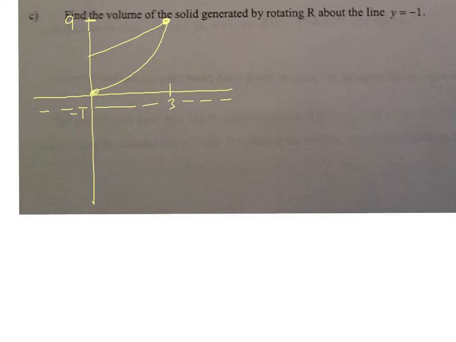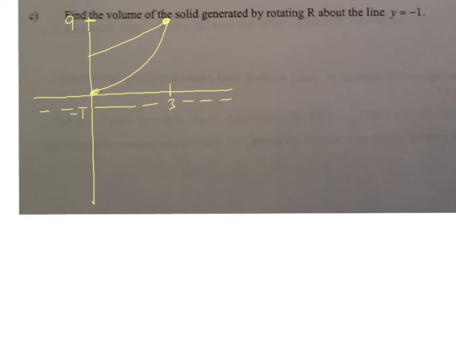So I've set up a little diagram. I've added 9 into the visual of the graph. It's x squared, put in 3, you get 9. We're asked to rotate this around the line y equals -1.